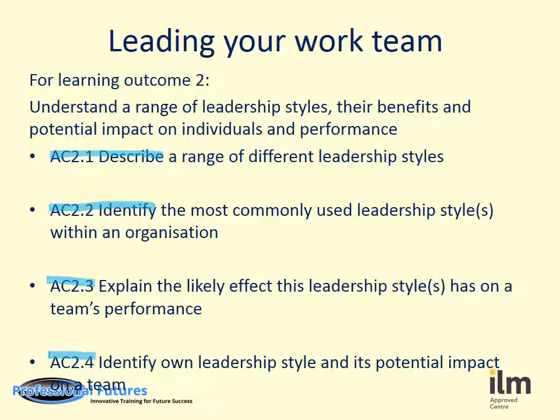AC 2.3 is asking you to explain. So explain the likely effect this leadership style has on a team's performance. So this is where you apply meaning to and reasons why certain leadership styles may affect team performance and what the effect may well be, for example, lower productivity. And the last one is AC 2.4. So that is again to identify. So identify your own leadership style and its potential impact on a team. This is where you indicate what your own leadership style is and how it impacts on the team.